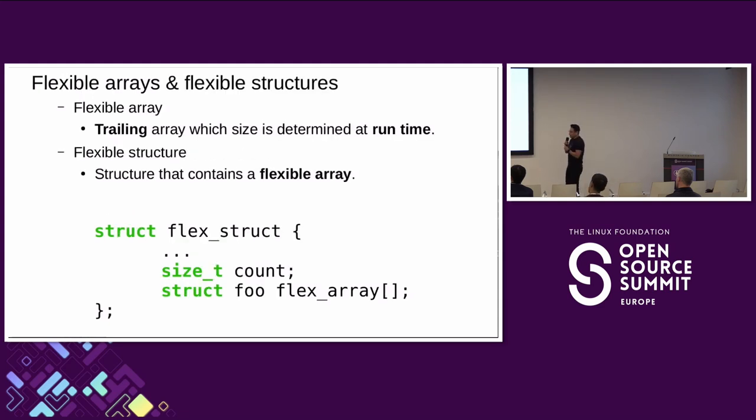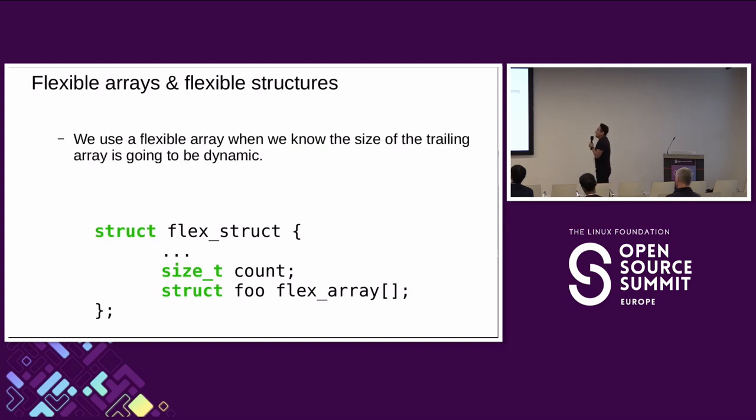Now, there are some situations in which we don't know exactly how big our arrays are going to be at build time. In those situations, we use flexible arrays, so the size of flexible arrays is going to be determined at runtime. Here's an example of a flexible array. And of course, a structure that contains a flexible array, we are going to say that's a flexible structure. So we have a flexible structure and its flexible array. Again, we use a flexible array when the size of this array is going to be determined dynamically.